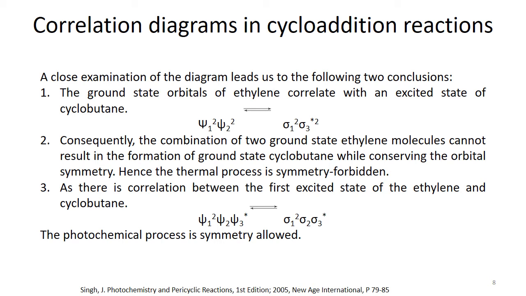So what we say is that the combination of two ground state ethylene molecules cannot result in the formation of ground state cyclobutane while conserving the orbital symmetry. That is, you start from the ground state and end up in an excited state. It means that this reaction cannot happen thermally, because the electrons should go to the ground state again if we are starting from the ground state. So this reaction shouldn't occur thermally.